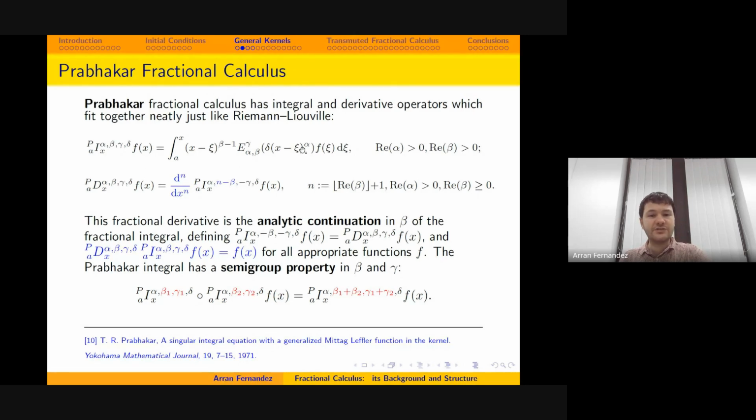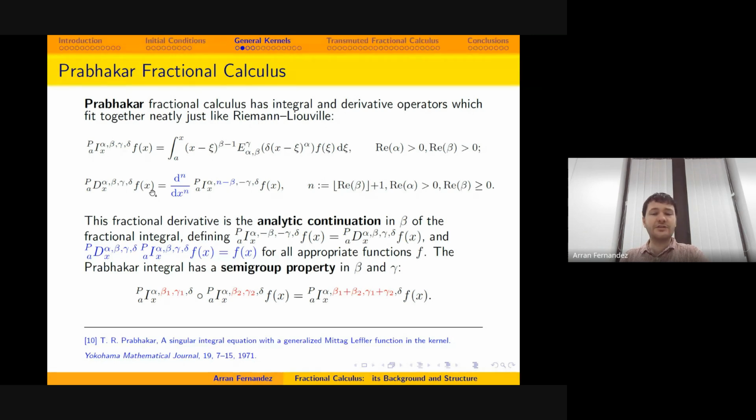Here is the fractional integral. The fractional derivative was actually not defined by Prabhakar. It came along later, I think 2014, quite a lot later. Prabhakar didn't even know that he was doing fractional calculus. He was solving a singular integral equation. He just defined this operator. Later, people started to call it the Prabhakar fractional integral.